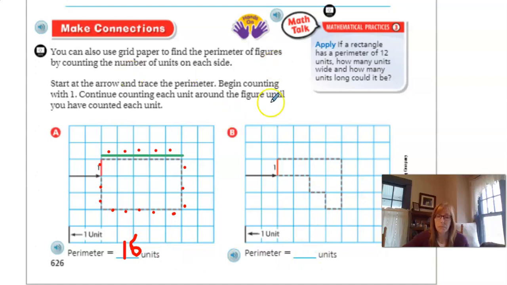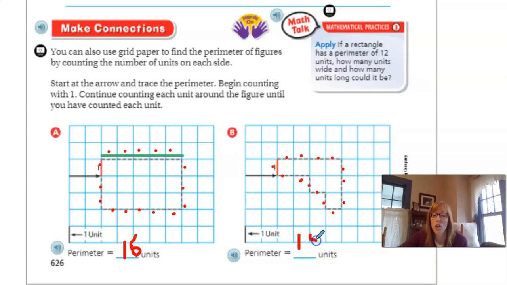Okay, so start at the arrow right here and then trace the perimeter by counting with a number 1 as you go all the way around. Okay, I'm going to do it with you. You might already have started. 1, 2, 3, 4, 5. We're counting the sides going around because it's like a fence. 6, 7, 8. Don't forget this little one. 9, 10, 11, 12, 13, 14. Did everyone get 14 units?